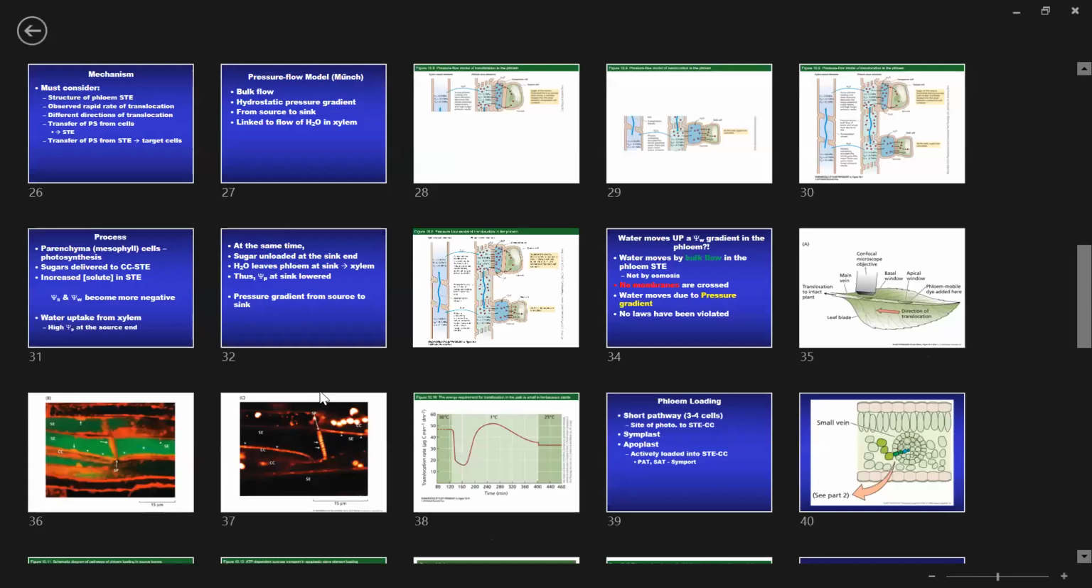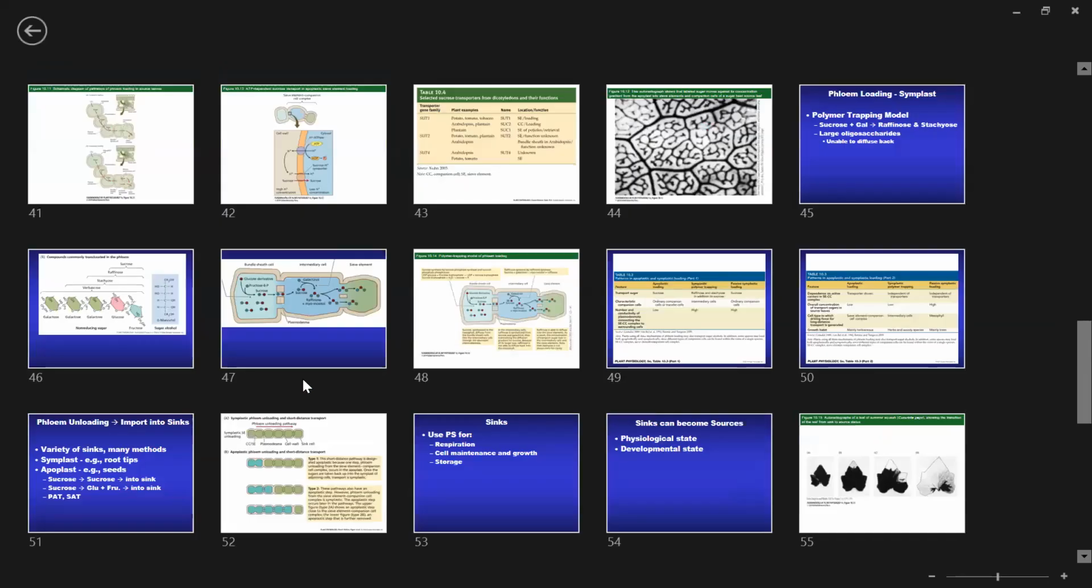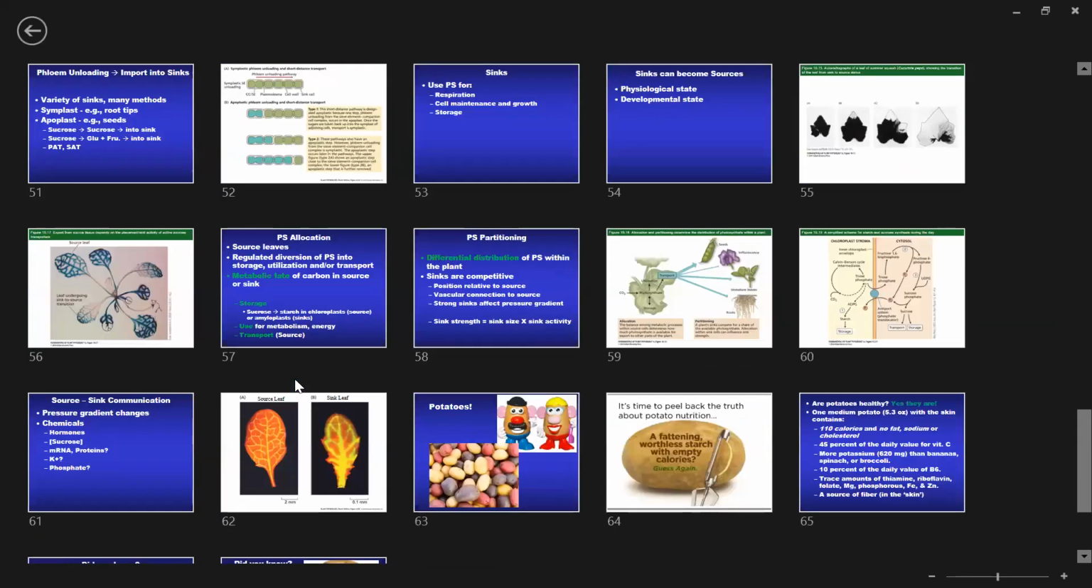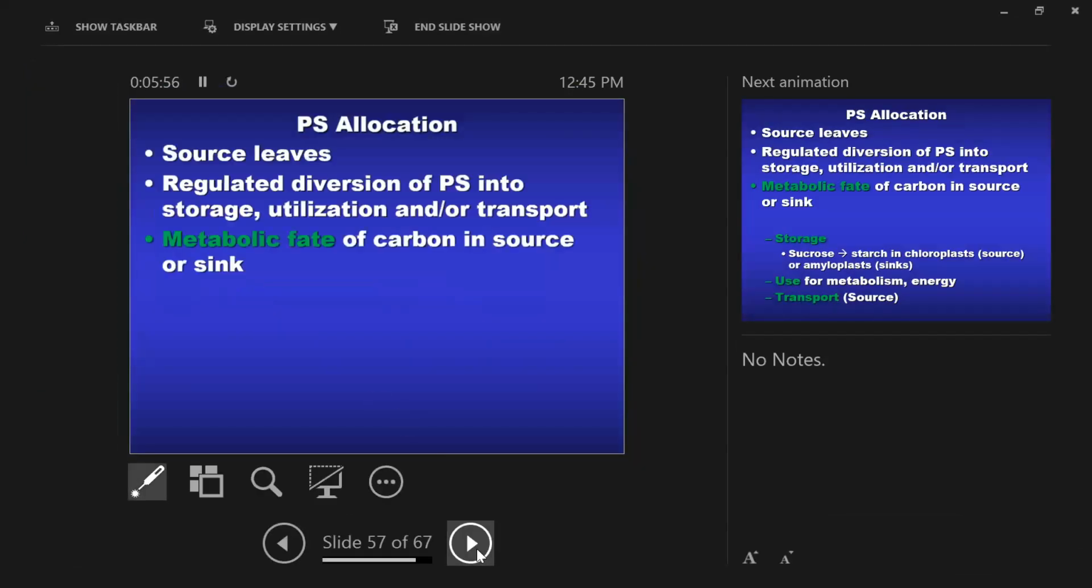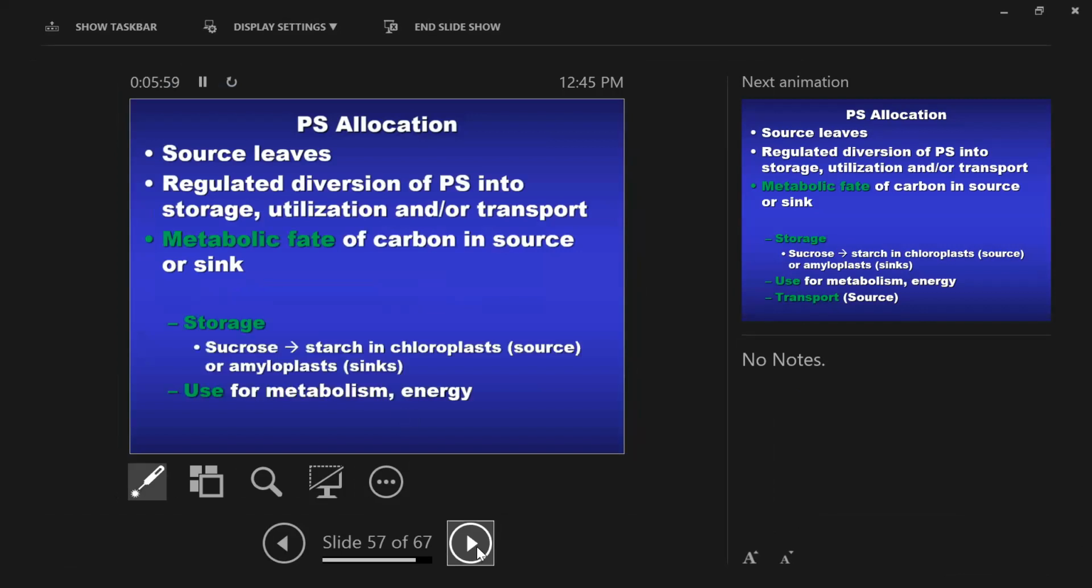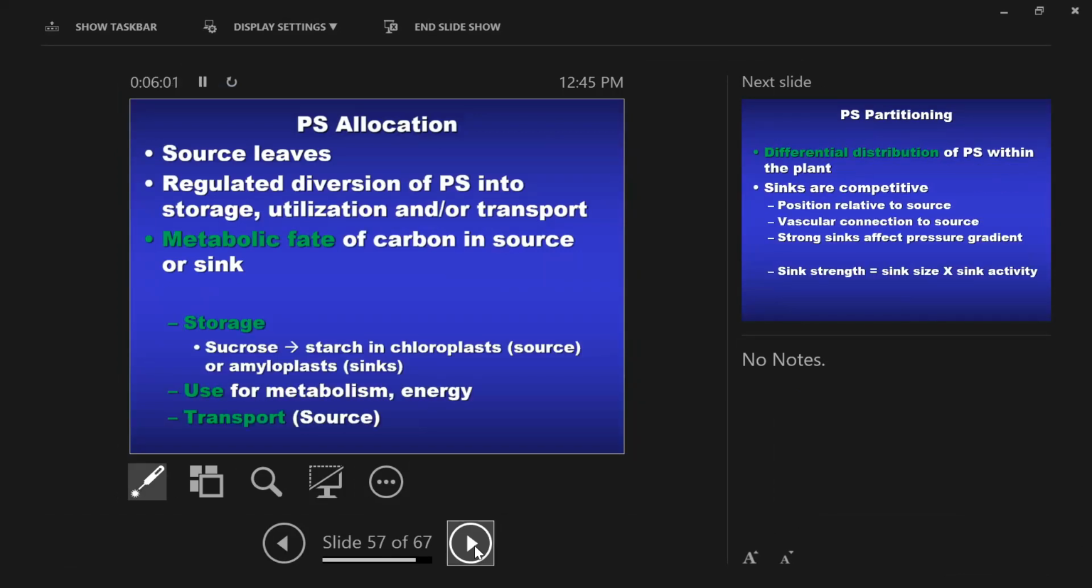Yes, so allocation versus partitioning. In this class, they have two very particular meanings, definitions. So allocation is looking at metabolic fate. If you can link allocation and metabolic fate, what is the plant going to do with that? Should I store it up for a rainy day? Should I immediately use it for whatever metabolic needs it has?